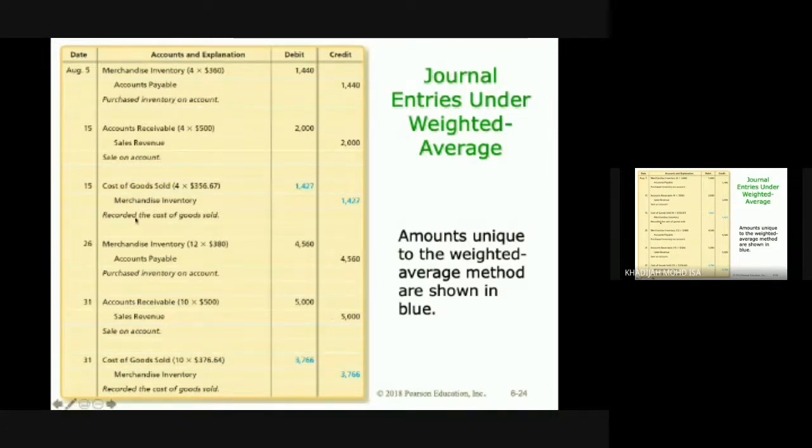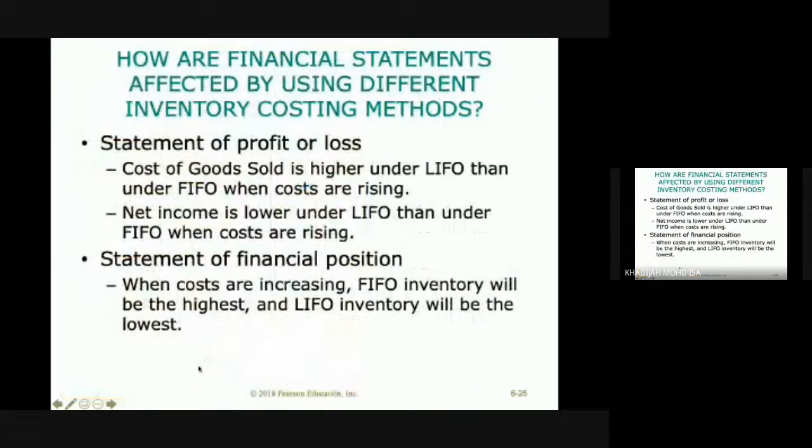The journal entries are the same. You record the inventory and accounts payable on purchase of your inventory, and then record the sales of your inventory at the selling price, and the cost of goods sold, remember, is at the unit cost using weighted average. And then again, you purchase, and then you sell and record your cost of goods sold.